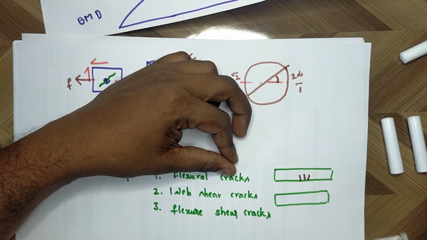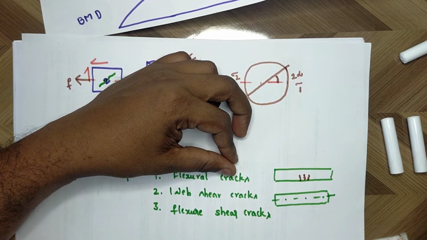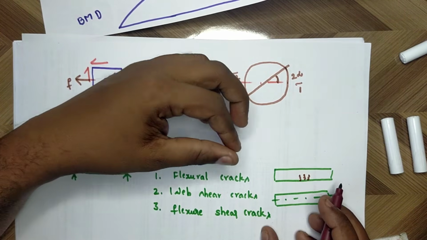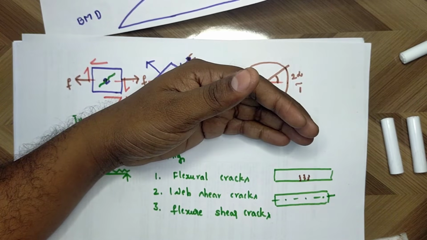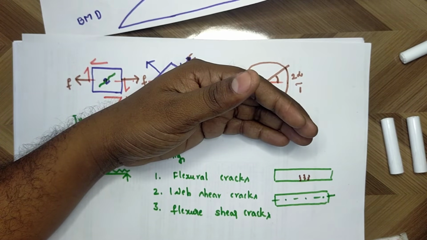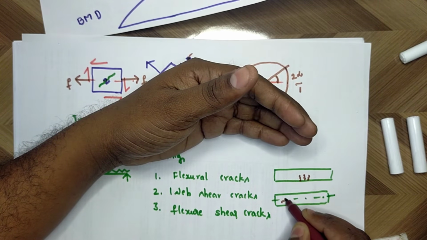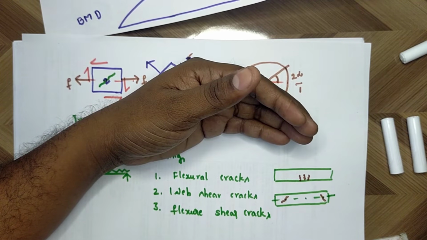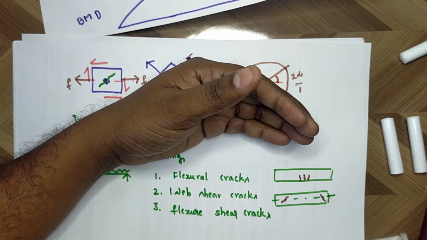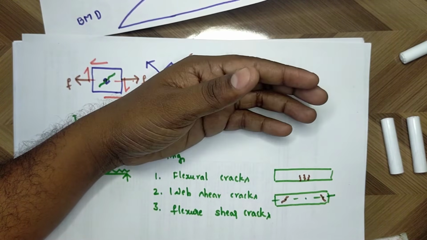Web shear cracks generally develop near the neutral axis. Suppose this is the beam, we may have the neutral axis somewhere here. These cracks form near the neutral axis, close to the supports and inclined to the beam axis. Means web shear cracks will be like this. Web shear cracks will always be very near to the neutral axis.